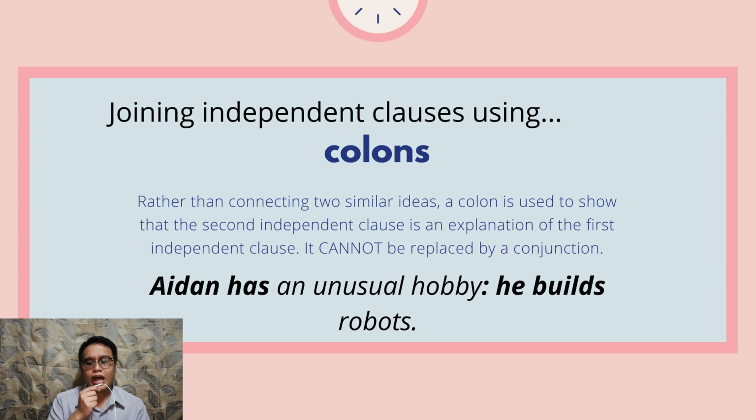Let's say, for example, Aiden has an unusual hobby: he builds robots. So, ang kanang he builds robots there is only explaining, supporting, or an explanation to the first independent clause, which is Aiden has an unusual hobby. Okay? So, mao na siya nga to ang compound sentence. Now, let's go to complex sentence.